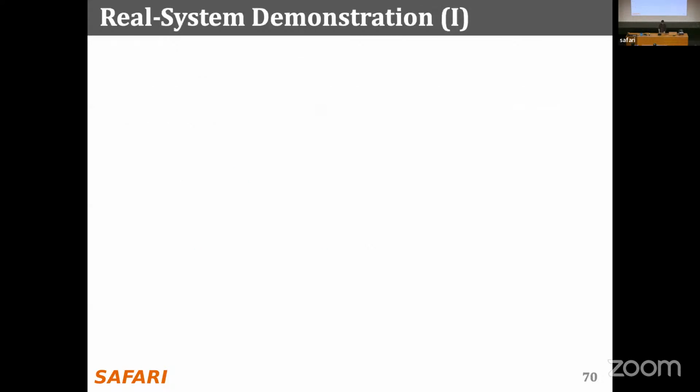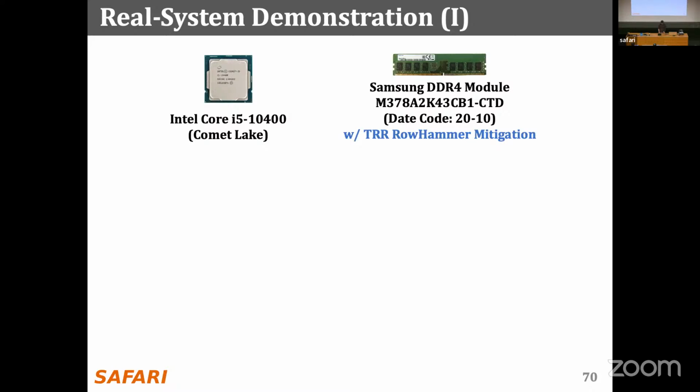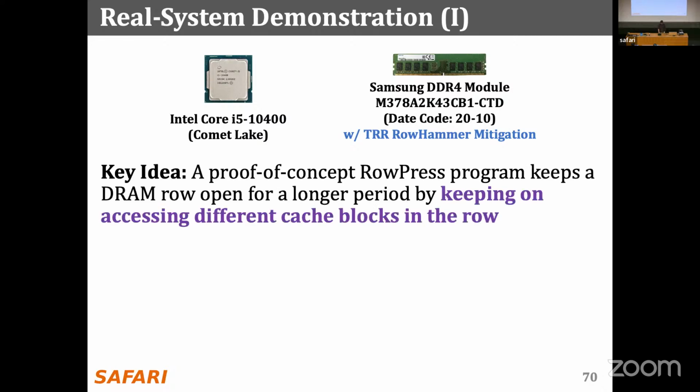We demonstrate RowPress bitflips in a real system. We use some recent Intel processors and a recent Samsung DDR4 module. Note that this Samsung module already has the industry's RowHammer mitigation called target row refresh. Basically, it has some counter tables in the DRAM that keep track of which rows are activated the most, and then it sends victim row refreshes to those potential victim rows.